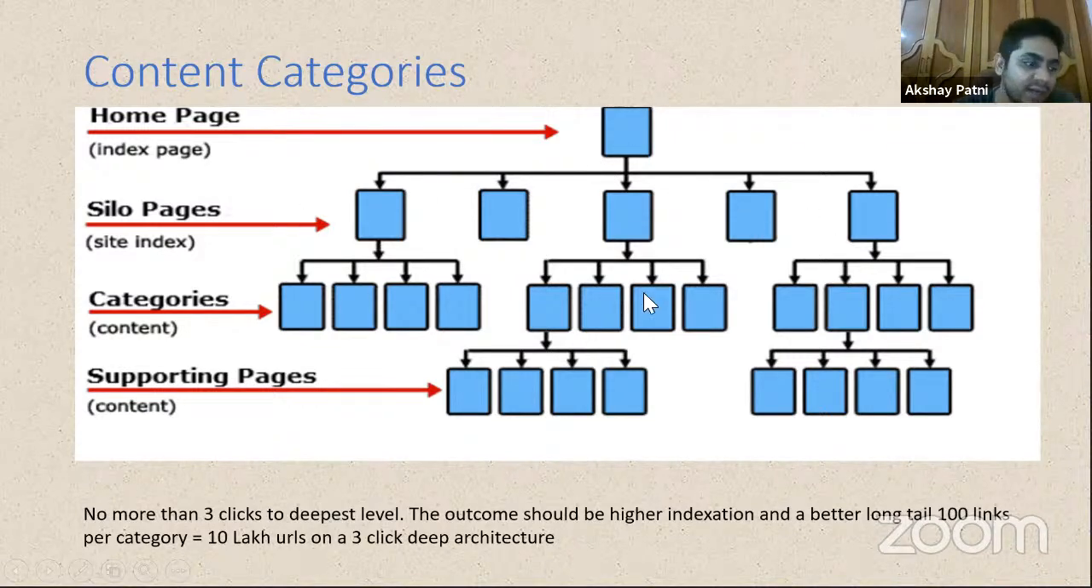Then at level two, you can give around another hundred pages in each category, which are very relevant to the one above. That's the main thing you need to take care of: the proper categorization of your pages. And you should not create more than three levels. That is one main thing.